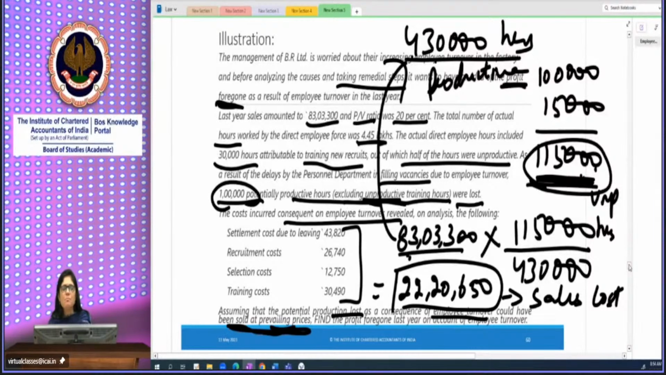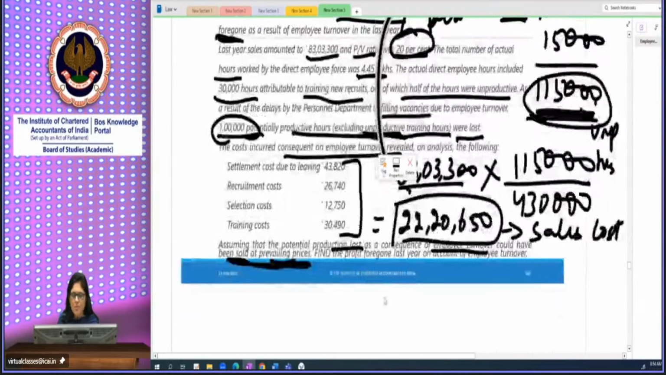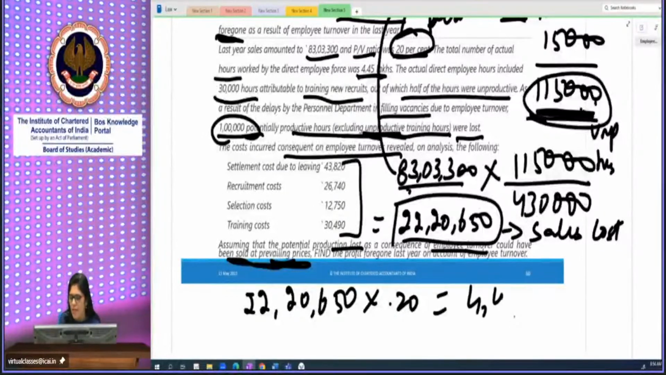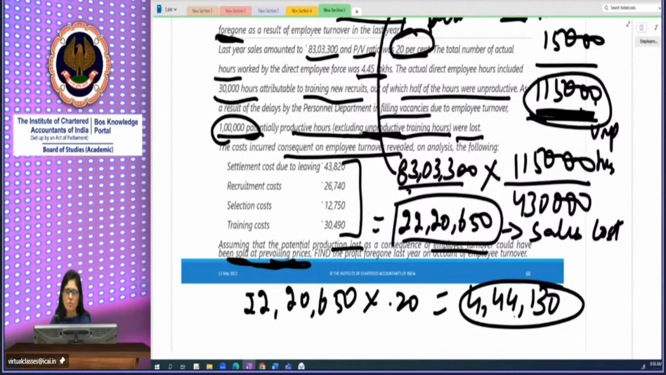So these sales must have contributed 20% of profit. 22,20,650 sales must have contributed 20% of the profit. How much profit have we lost? 4,44,130 profit we have lost. Profit means contribution, you can understand here. 4,44,000 is the profit lost because we have lost sales of this much, because we have lost 1,15,000 hours due to labor turnover.